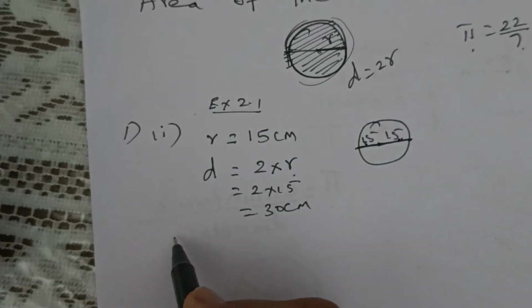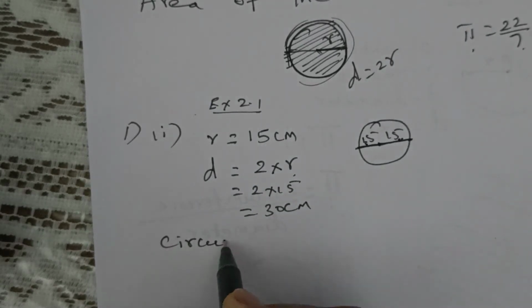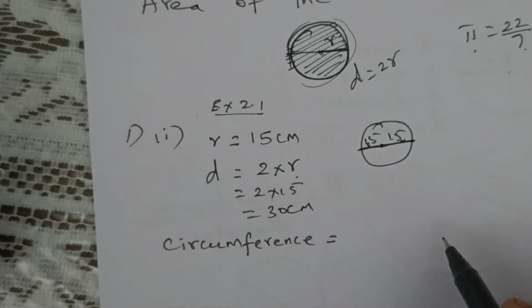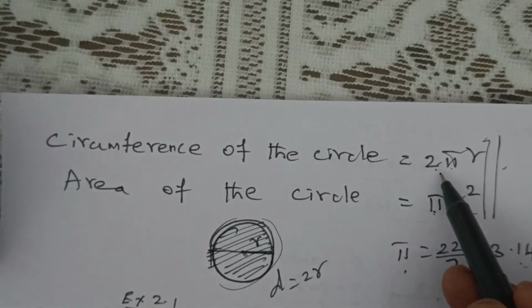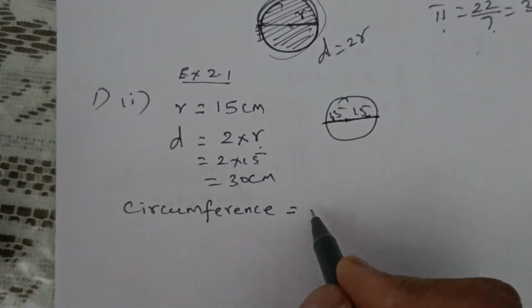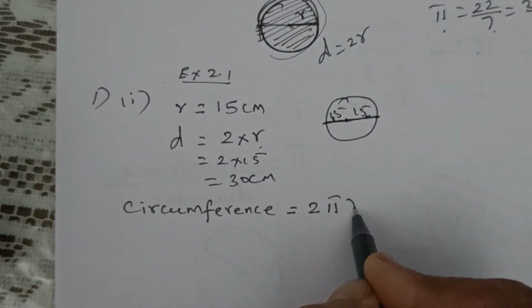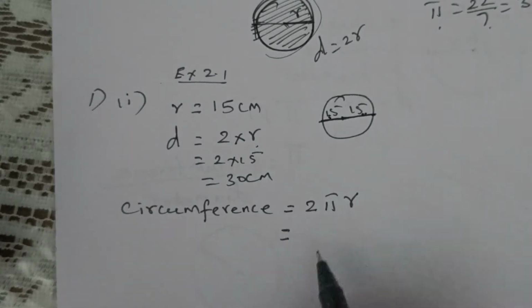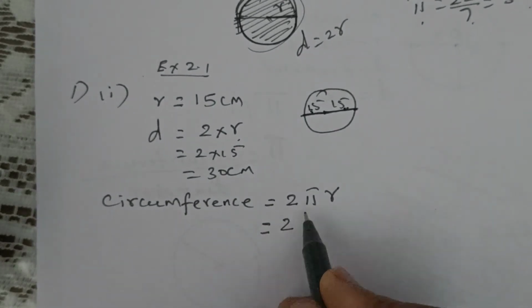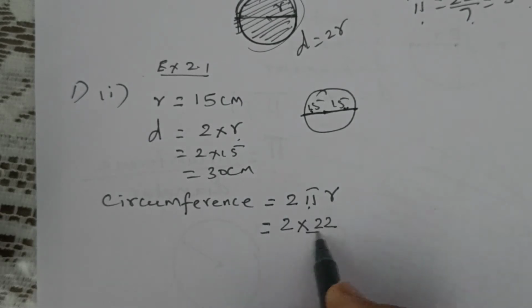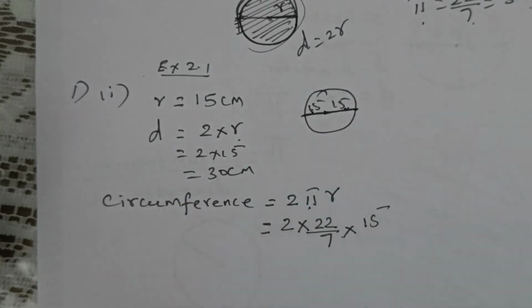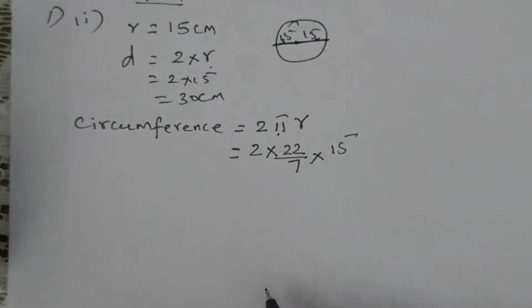And we are also asked the circumference of the circle. What is the formula to find the circumference of the circle? Just now we have learnt about it. 2 pi r is the circumference of the circle. And no value is given in the question for pi, so we'll take it as 22 by 7. So 2 into pi, which is 22 by 7, into what is r? r is 15. So let us simplify this now.